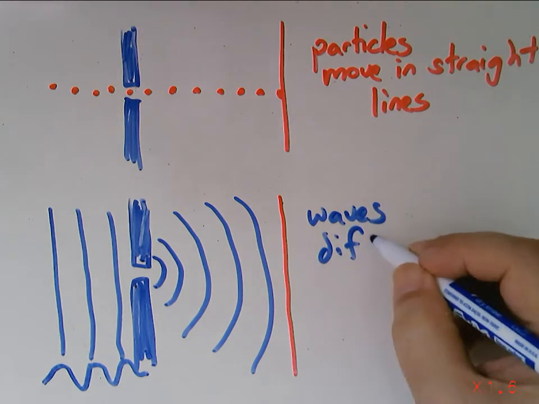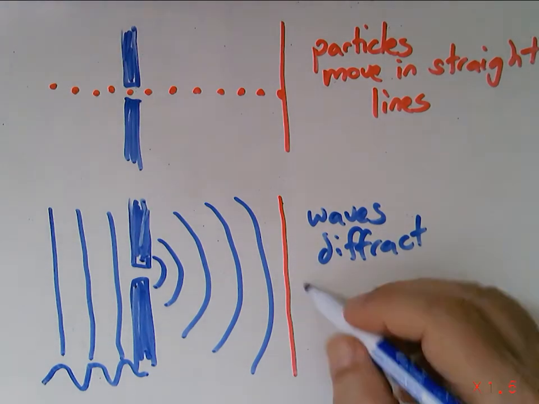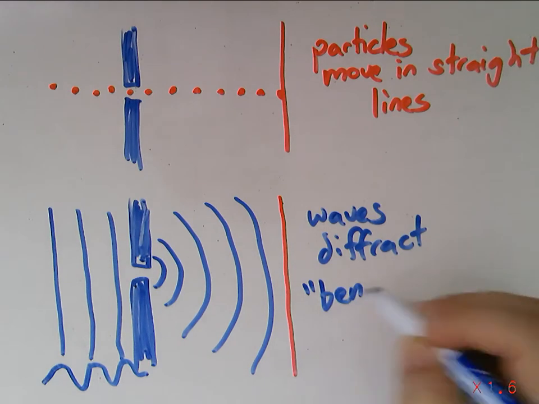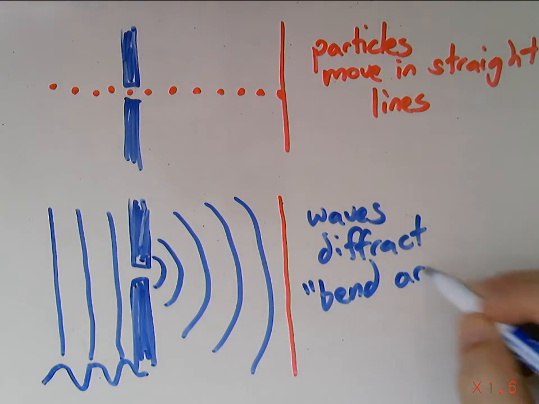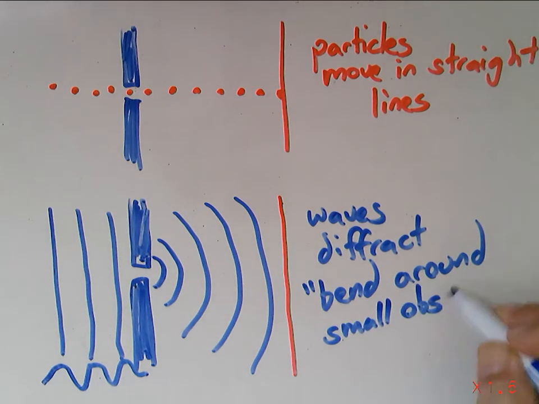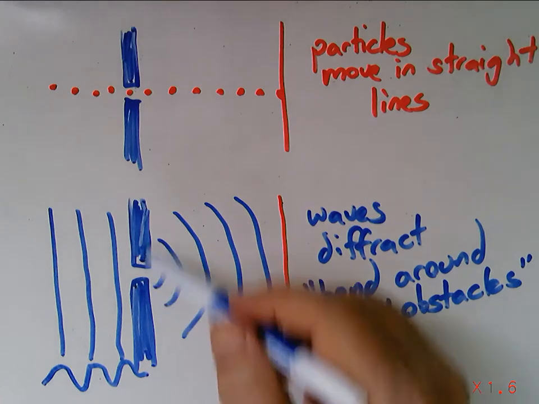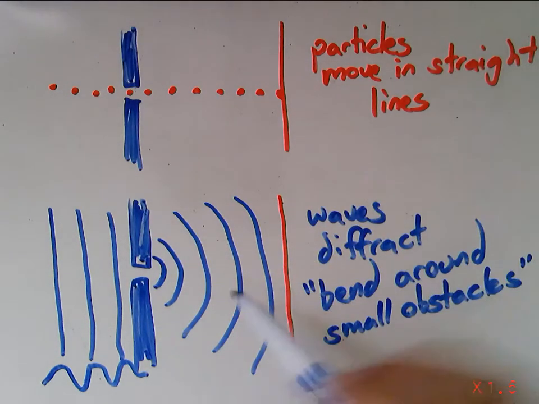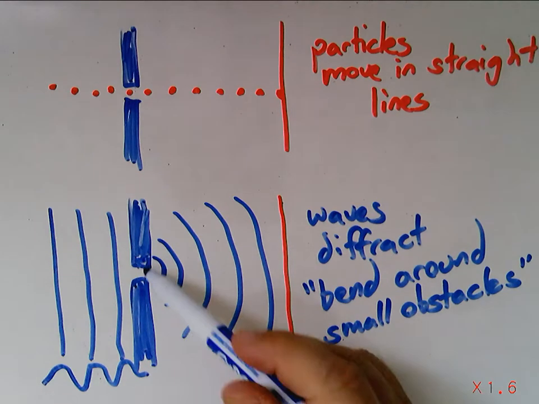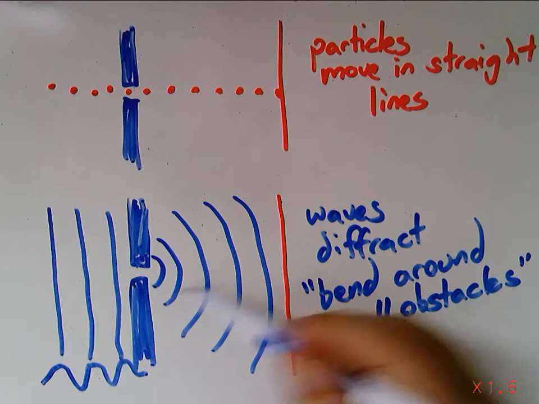This is called diffraction. And that's a word that can mean a lot of different things. It means basically bend around small objects. I would say when the obstacle is smaller than the distance between the peaks here, it can do this kind of thing. So if this is wide enough, it can shine straight through. But if this is narrow, if it is smaller than your wavelength, as it's called, the peak to peak distance, then you can get something like this happening.